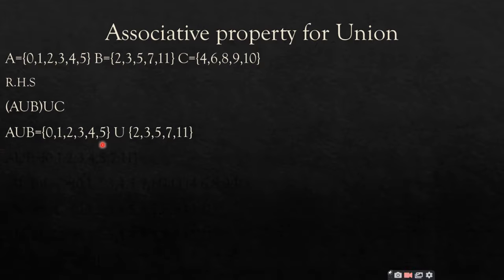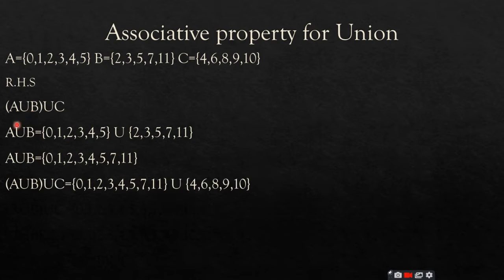For this, first we have to write the set of elements of set A, then union, and then the elements of set B. A union B is equal to the elements from both sets in a sequence. So 0, 1, 2, 3, 4, 5, 7, 11. Now we have to find the union of C with the answer of A union B. For this, first we have to write the answer of A union B, then the union sign, and then the set of elements of set C.